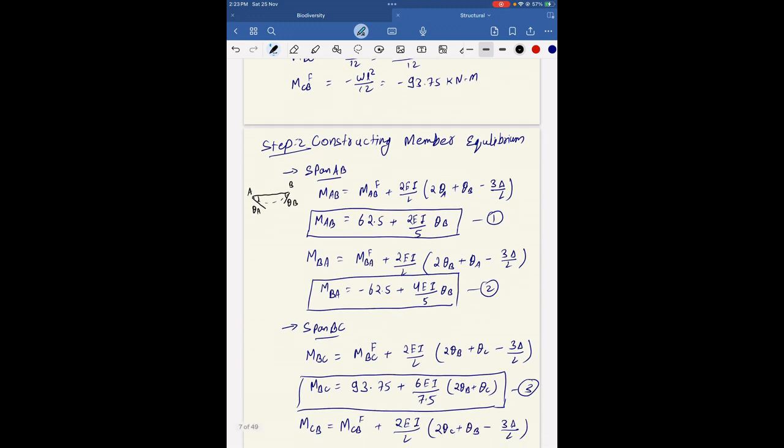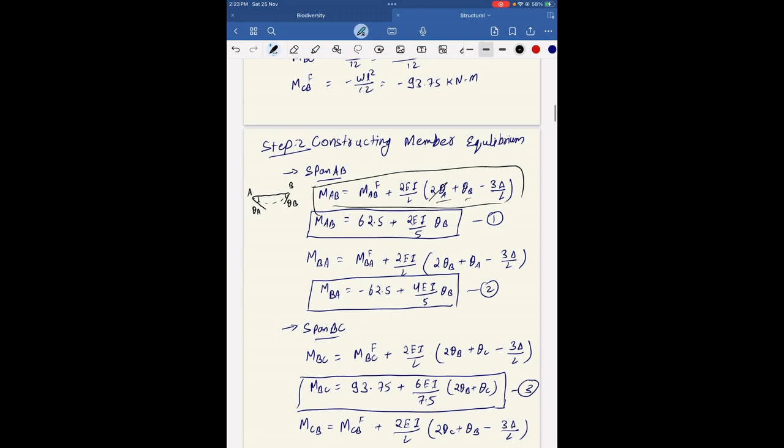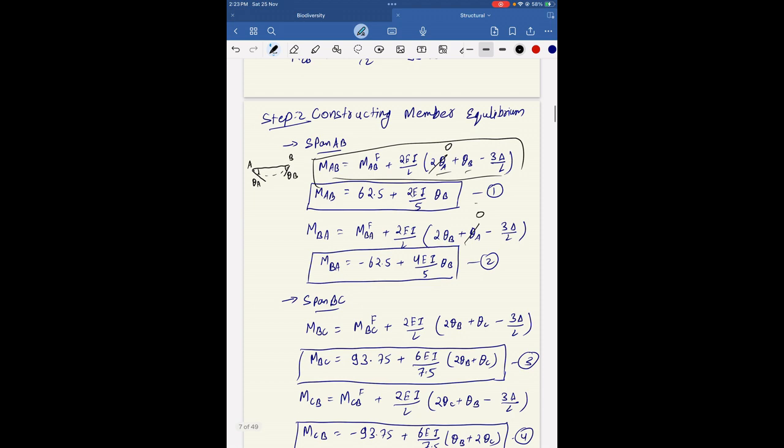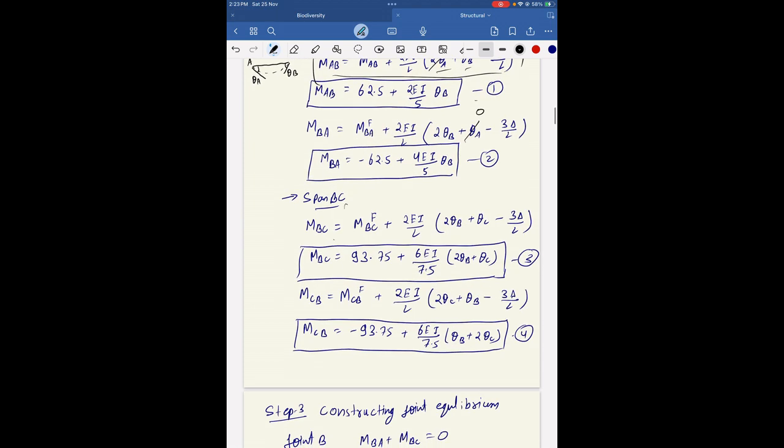Here is the equation of member equilibrium. Theta A and theta B are the angles after deflection at A and B, and as A is a fixed support, theta A is 0. Here also theta C is 0. Through this we get two equations for span AB and two equations for span BC, so we get a total of 4 equations.